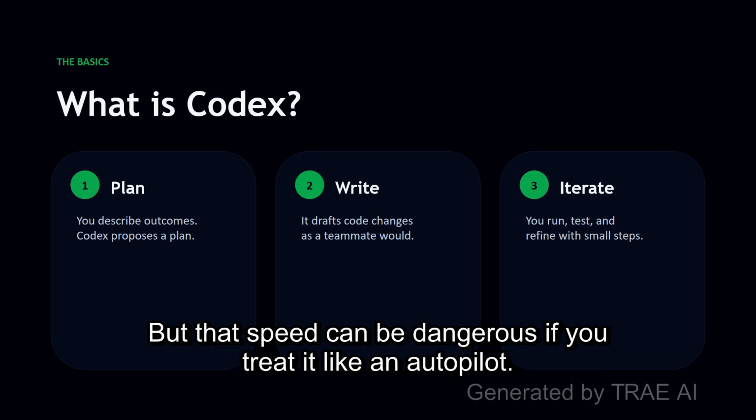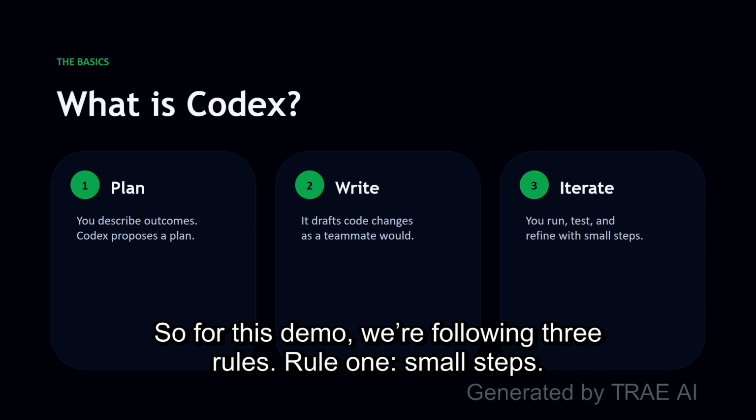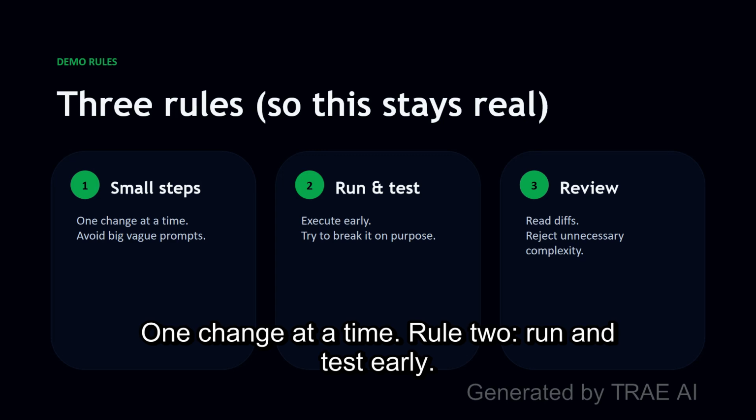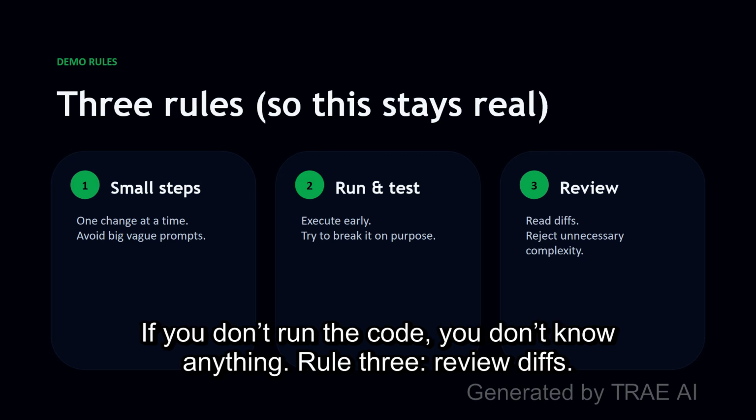So for this demo, we're following 3 rules. Rule 1, small steps. 1 change at a time. Rule 2, run and test early. If you don't run the code, you don't know anything. Rule 3, review diffs. We're not accepting mystery changes.